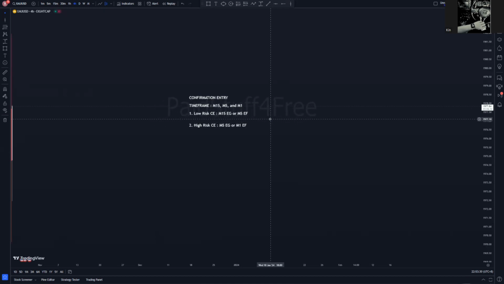But we're gonna get fewer entries than the high risk confirmation entry, because at that time I missed too many entries. I'm not gonna lie, I missed too many entries. Sometimes I missed like 50 pips, sometimes 100, sometimes 150, sometimes 200. The logic is right here: when we talk about the M15 to create an EG and M5 to create an EF, it requires a lot of work.